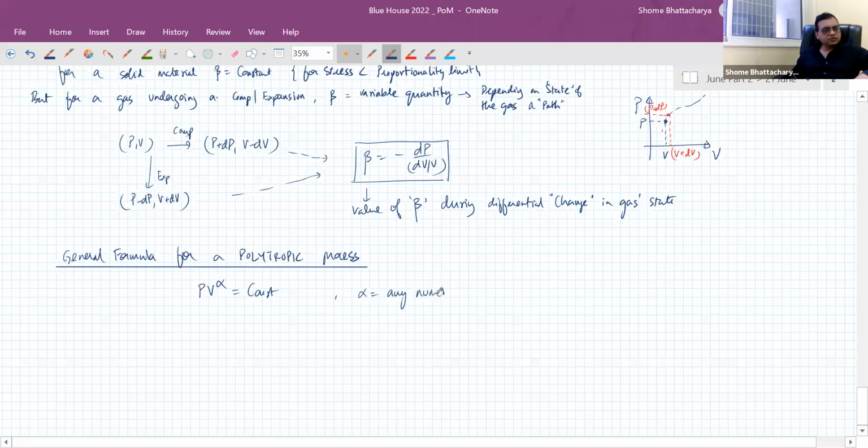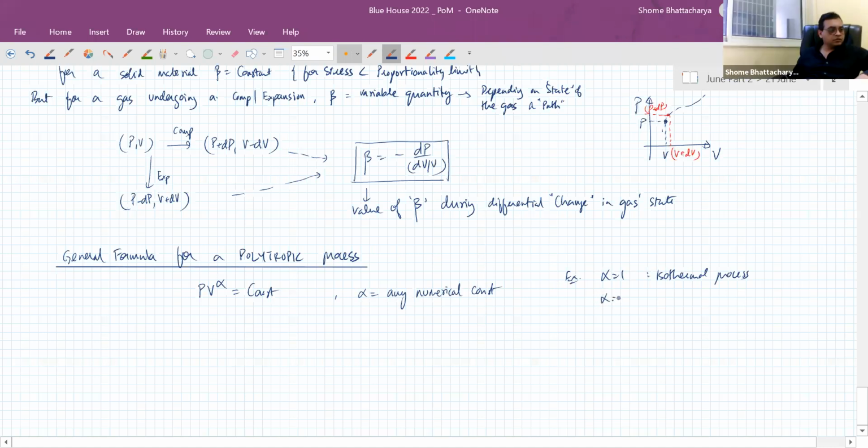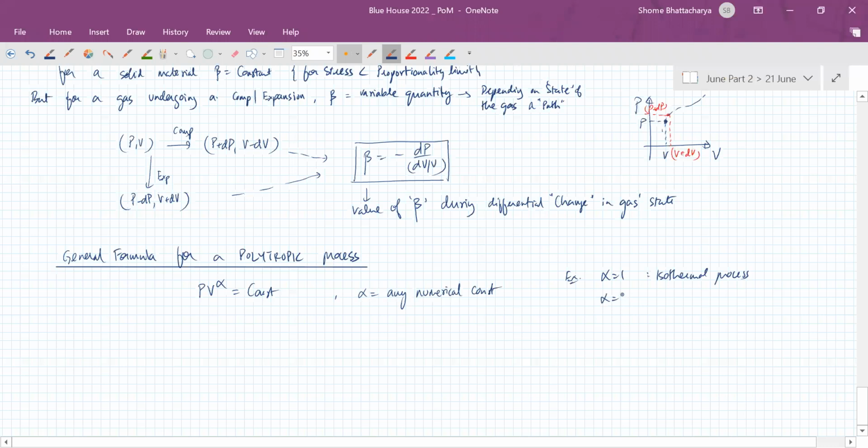Just a moment, people, I will reshare that. Yeah, so alpha is any numerical constant. So for example, you know that if alpha is equal to 1, we did this, B is equal to alpha P. Yes, we had done this in the last lecture. Okay, then we can just wind this up quickly.